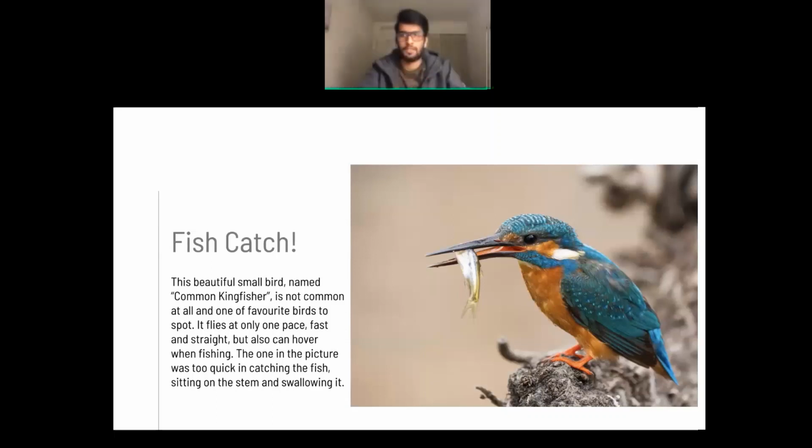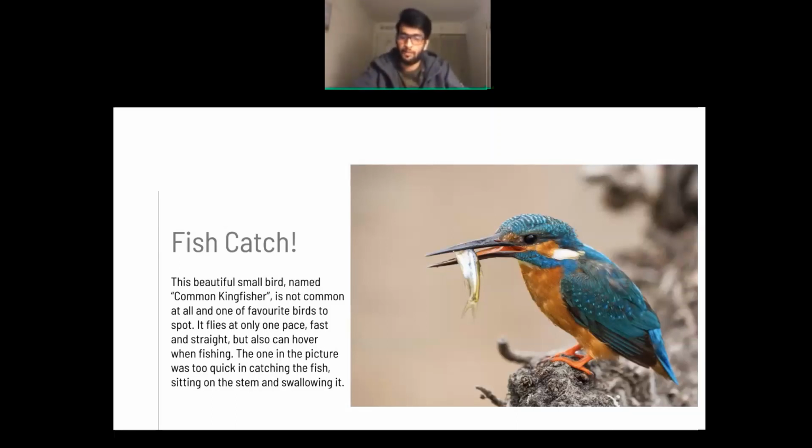Okay, so now this image also shows animal behavior. Kingfisher, as by name we know, catches fish, and it's one of the favorite birds to spot for wildlife photographers. This particular bird is a common kingfisher, but it's an irony, like its name says common kingfisher, but it's not that common. It's found in Bharatpur as well.